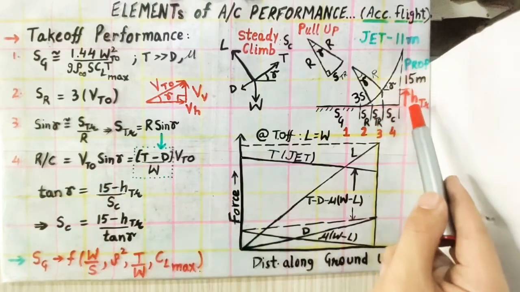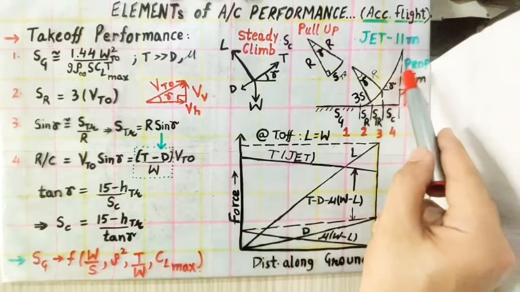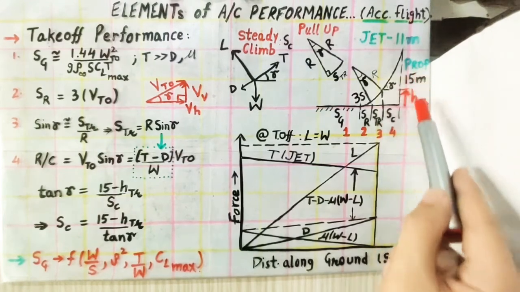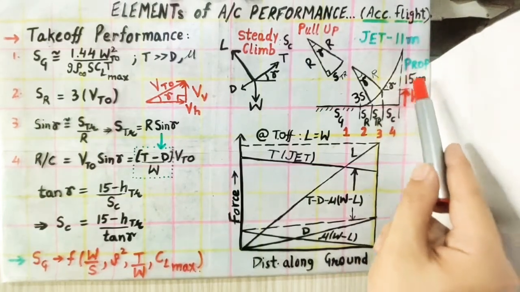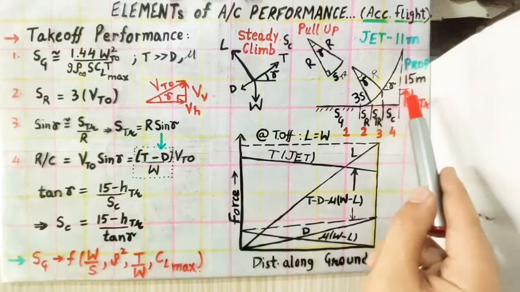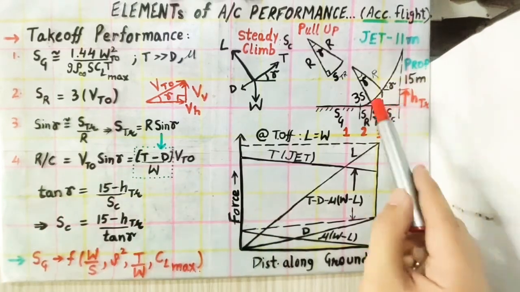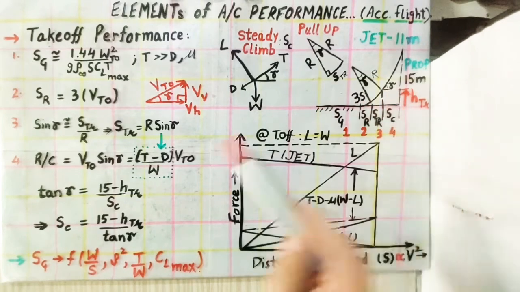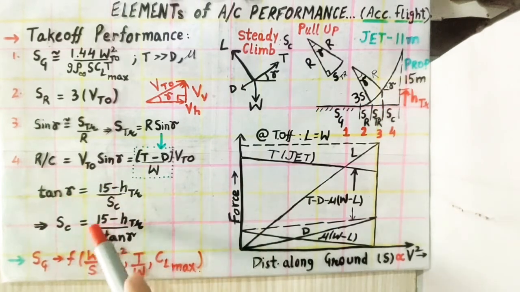And STR is deduced from this, and tan gamma is the perpendicular, 15 minus STR, because 15 is the total distance from the runway to the screening height. So 15 minus STR divided by the base is given by tan gamma, and from here we can compute the climb distance on the runway, or say on the ground. SC is then 15 minus STR divided by tan gamma.